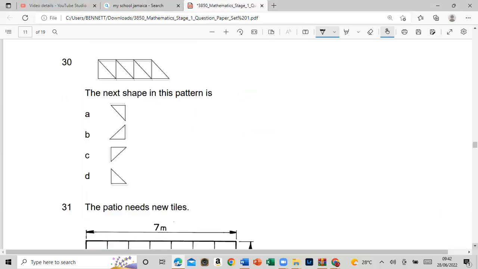I think I should pick it up a bit now. Pick it up, pick it up. The next shape in the pattern is, so that's the same, so bam, bam. So this is going to be A.